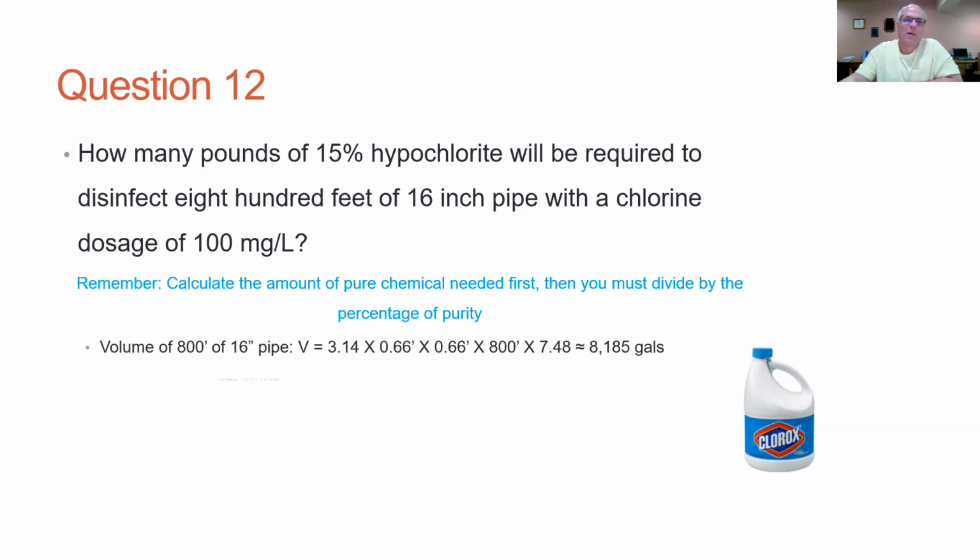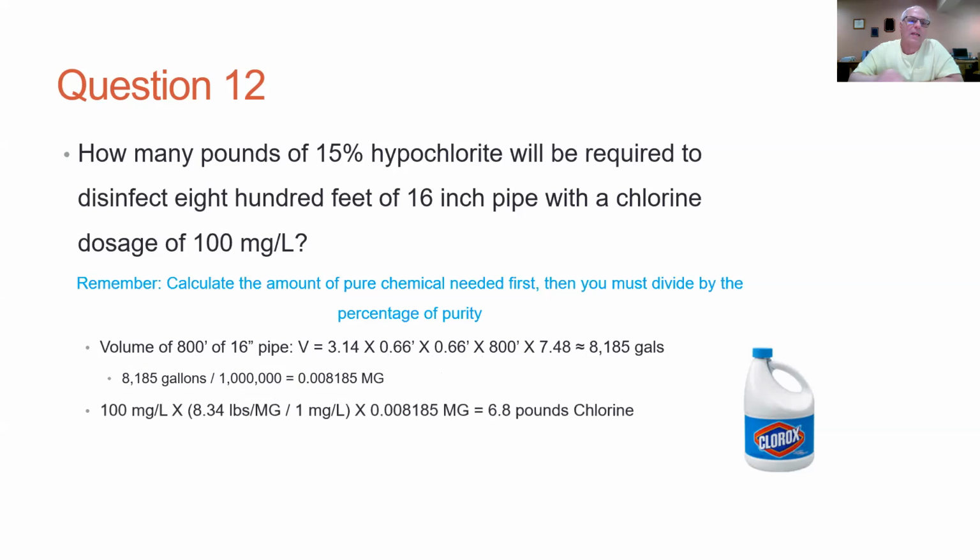So in other words, I would take that 8,185 gallons divided by a million, so I would get 0.008185 million gallons. I do that because now I can use the standard dosage formula for figuring out how much chlorine I need. I set that up as 100 milligrams per liter times 8.34 times 0.008185. It turns out that I need 6.8 pounds of chlorine to do the job. Well, I don't have chlorine in the field. I have got Clorox bleach. How much Clorox bleach am I going to need so that I can supply 6.8 pounds of chlorine?